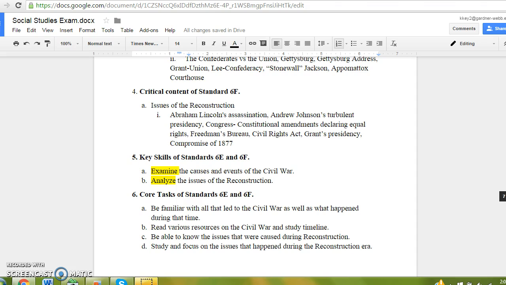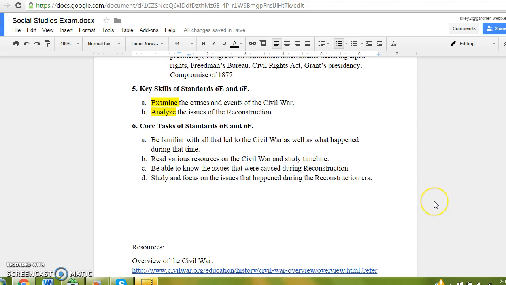Those are highlighted. Some of the core tasks of Standard 6E and 6F are that I should be familiar with what led to the Civil War as well as what happened during the Civil War. So I have to be familiar with the main events. I should probably read various sources on the Civil War and specifically study the timeline that led up to the Civil War as well as the timeline during the Civil War.